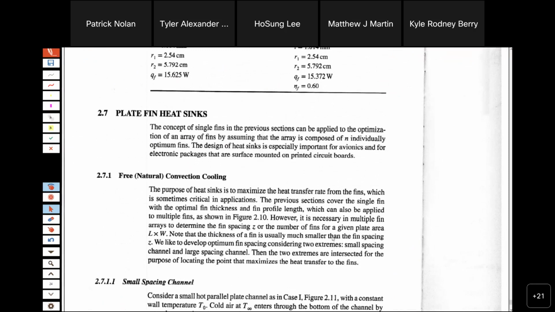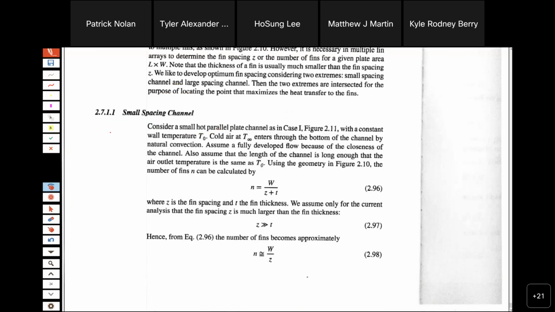What time is it? 5:30. Yeah, we have time. I'd like to move on to the multiple fin, which we call heat sink. Okay, I think we are ready for the heat sink now.